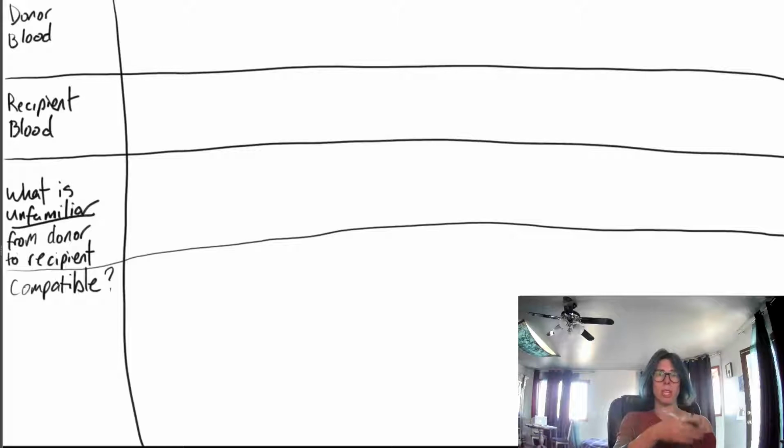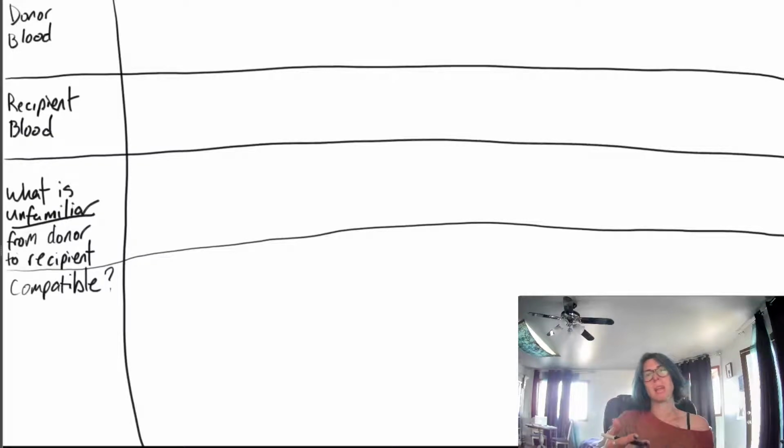So we will start here, and I want to start by saying that whenever a donor and recipient have the same blood type, they're always compatible. When a donor and a recipient have different blood types, sometimes they are compatible and sometimes they are not. So in other words, not all differences in blood types result in blood incompatibilities.